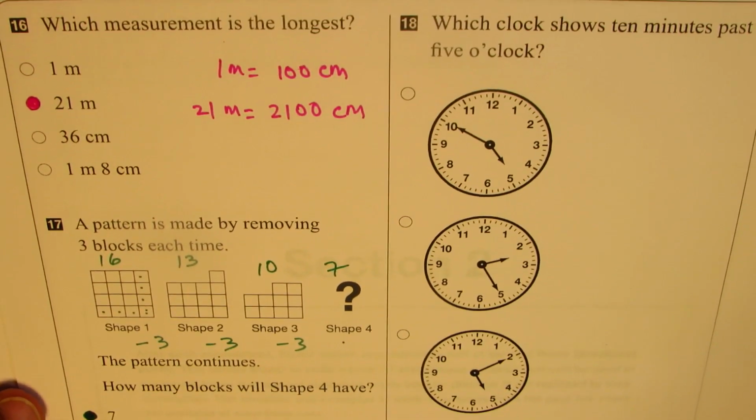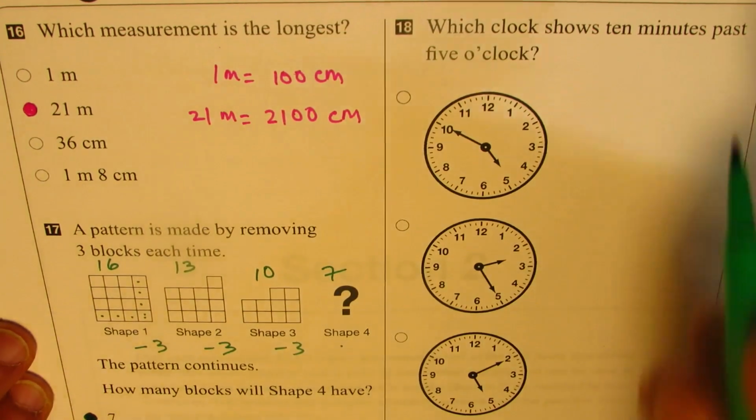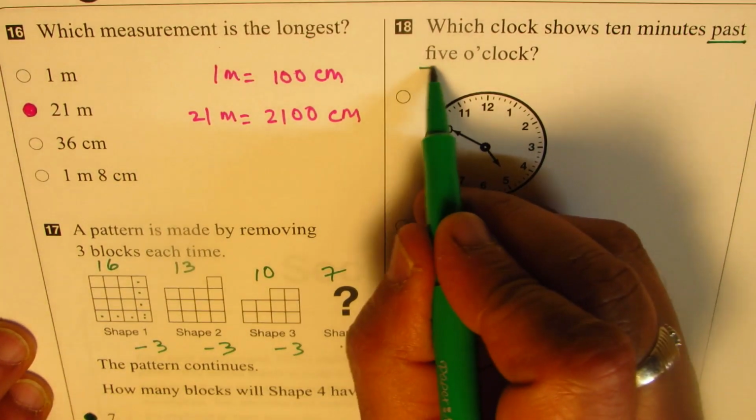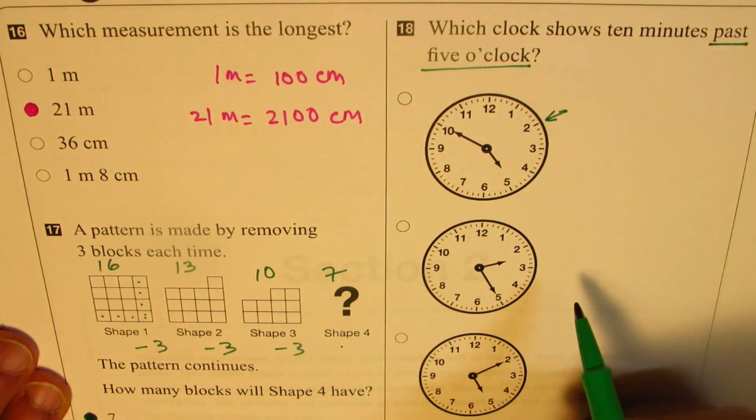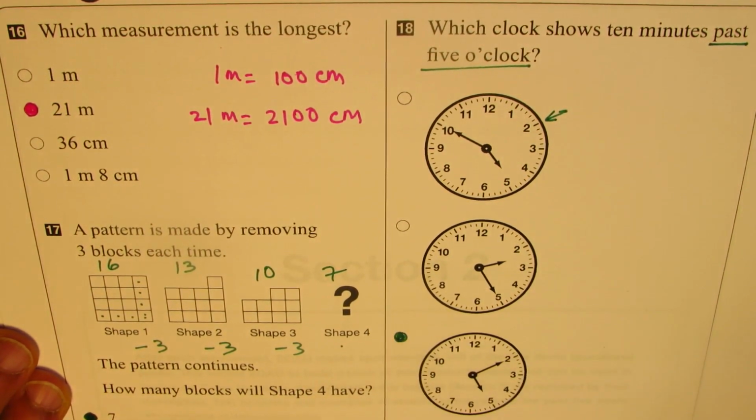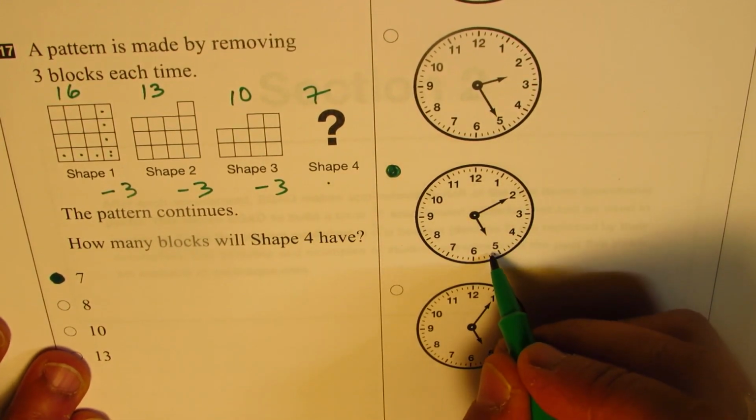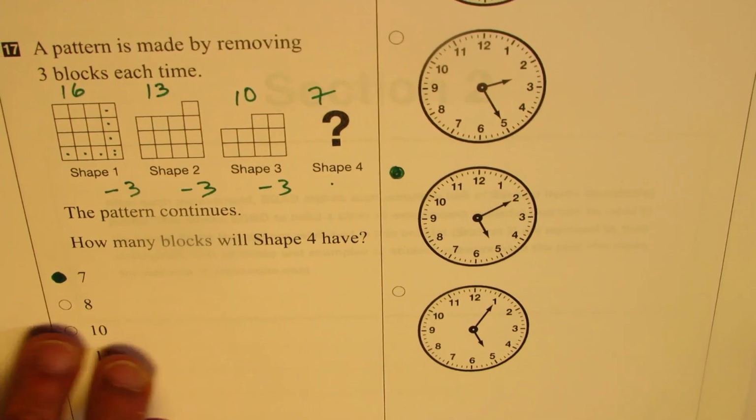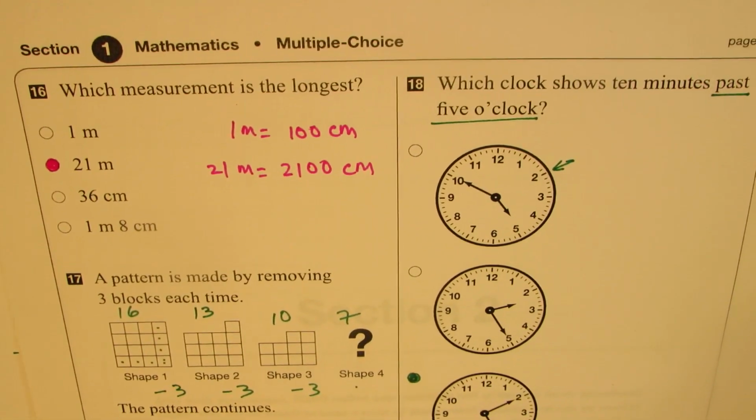Okay, the next one is about the clock. Which clock shows 10 minutes past 5, right? So past means somewhere here, right? So this one is not correct. So the option which is shown here seems to be correct. So that is 10 minutes past 5. Is that clear to you? So that is how we are going to solve the given test paper.